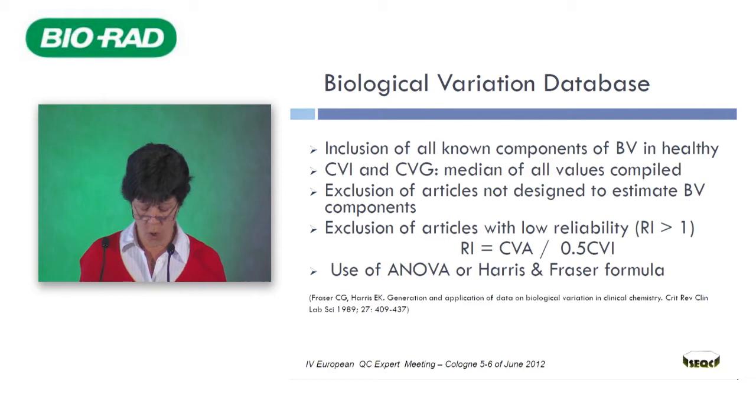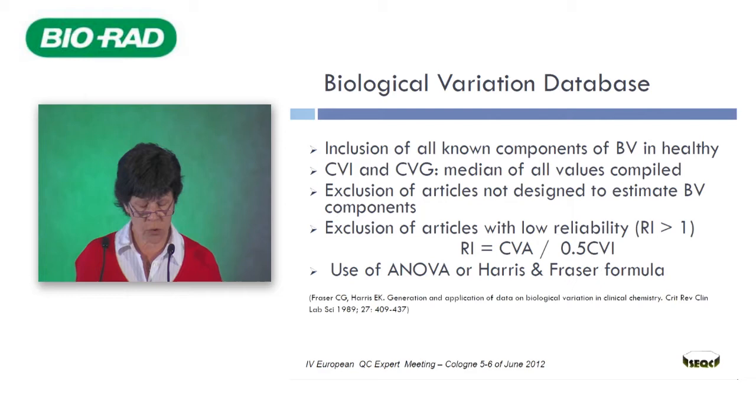Inclusion of all known components of biological variation in healthy people for each analyte, expressed as intra-individual or inter-individual coefficients of variation, and calculating the median of all values compiled. Exclusion of articles not specifically designed to estimate biological variation components. Exclusion of articles with low reliability. The reliability index was calculated by this formula, and low reliability is considered to be an index higher than one.